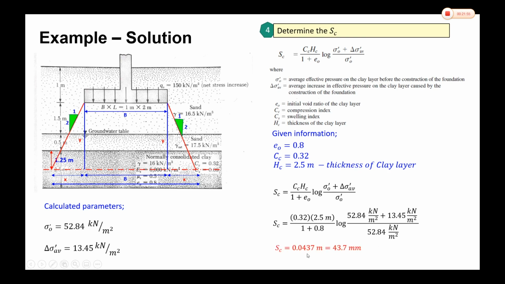At the end you will have Sc, the consolidation settlement, is 0.0437 meter, which is equivalent to 43.7 mm. So the consolidation settlement at the clay layer here is 43.7 mm due to this size of the foundation. So this is how we calculate, or determine, the consolidation settlement.